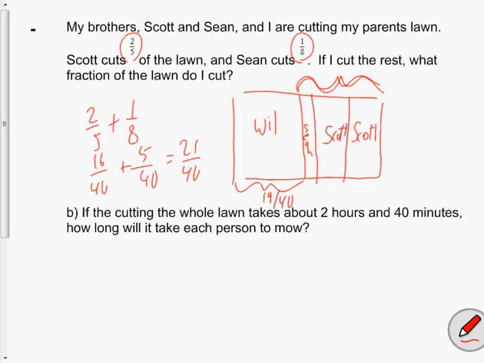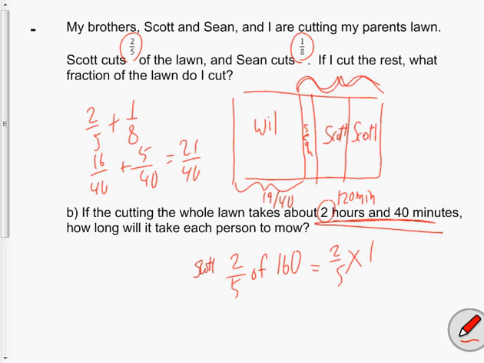Okay? So if the entire lawn takes 2 hours and 40 minutes to cut, and each person does their fraction, I'm going to say Scott has 2/5 of the 2 hours and 40 minutes. This is 120 minutes, this is 40. So Scott has 2/5 of the 160 minutes. I'm going to treat this as a multiplication: 2/5 of 160 over 1.